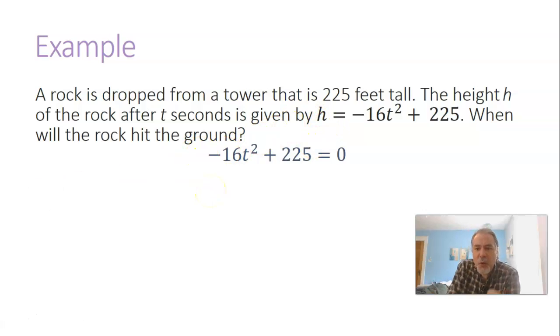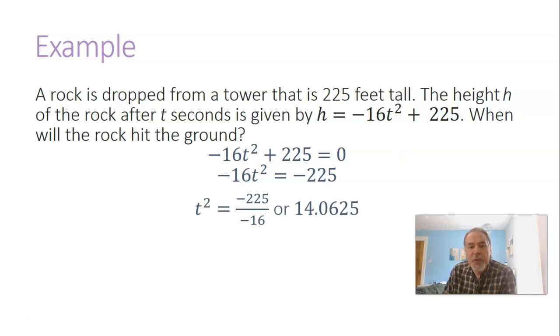If we can get the t squared by itself on one side of the equal sign, equal to just a number on the other side, then we can go from t squared equals a number to t equals plus or minus the square root of that number. So first I subtract 225 from both sides. Negative 16t squared equals negative 225. Then divide both sides by negative 16. So t squared equals negative 225 divided by negative 16, which comes out to be positive 14.0625. So that's t squared.